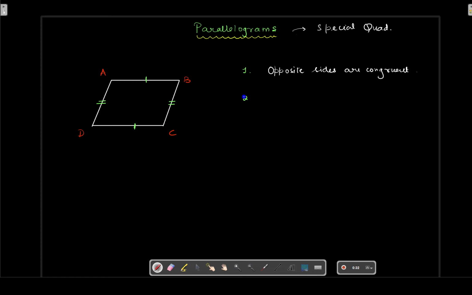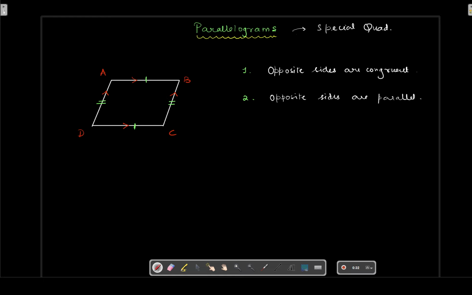Second property is that opposite sides will also be parallel. So not just the opposite sides are congruent, but they are also parallel. So AB will be parallel to DC and AD will be parallel to BC.